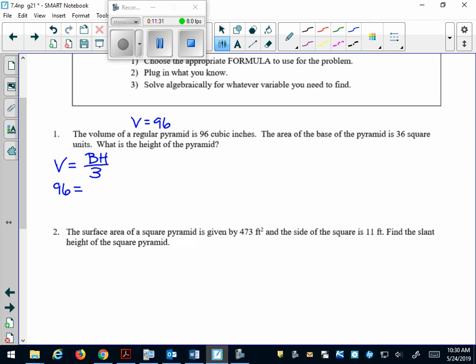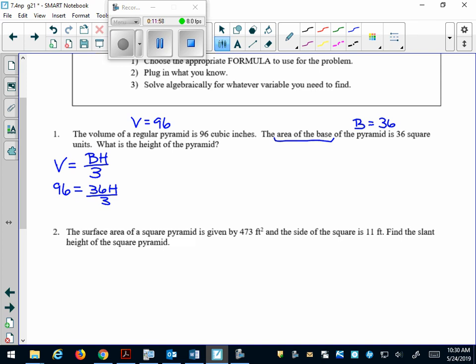The next sentence says the area of the base of the pyramid is 36. What letter does that give us? Capital B, right? Area of the base is capital B, and they're saying B is 36. We're going to plug that in where the B goes, and now we can just solve for H. Very easy. What would you do next in this problem?